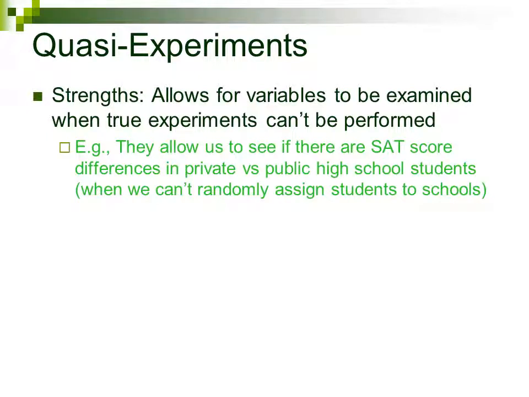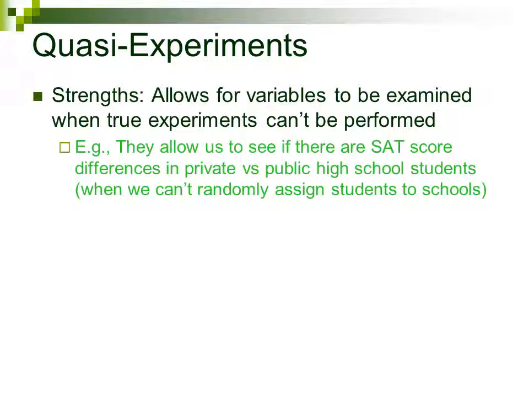So for example, let's say we want to test to see whether there is a difference in SAT scores between public versus private high school students. Well, we cannot run a true experiment to try to answer this question because we simply can't randomly assign students to attend either public high schools or private high schools. But instead, what we can do is to run a quasi-experiment where we compare group differences where the groups already exist.